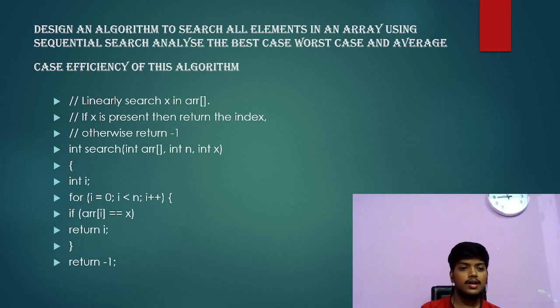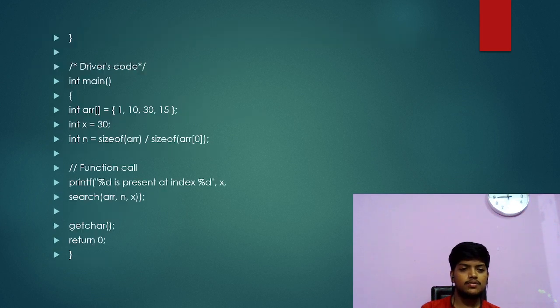So linearly we can write it as int search(int array[], int n, int x). for (int i = 0; i < n; i++), if array[i] == x, return i, return -1.